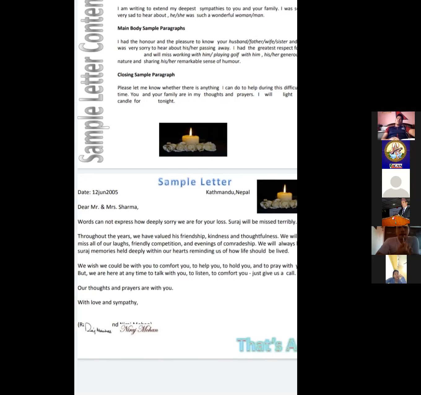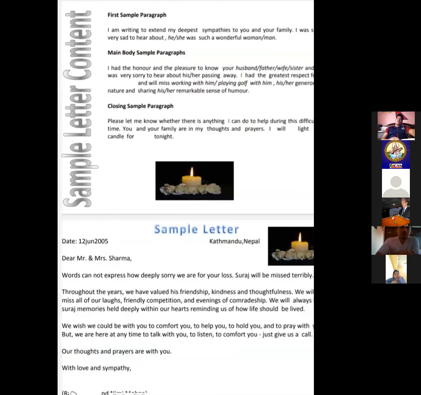So this is the second paragraph and third paragraph. It's your wishes, whatever you want, you can put it over there, and it must be sensational. And then finally, our thoughts and prayers are with you. You can write this, and then your name and signature, and that's all. So this is the end of the condolence letter. Now, I would like to give some time to the students' queries.